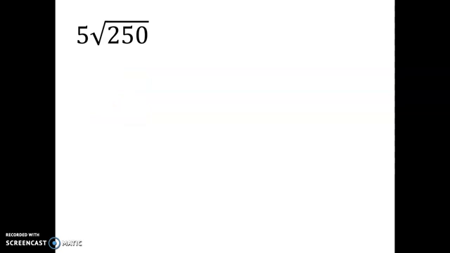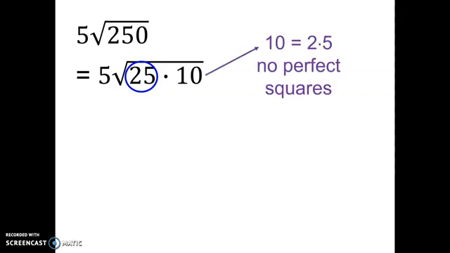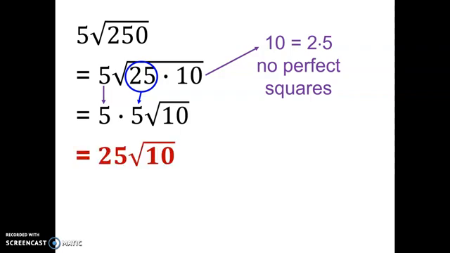5 square roots of 250. We could break that into 25 times 10, and 25 is a perfect square. 10 does break down to 2 times 5, but it doesn't have any perfect squares in it. There's no pairs in 2 times 5, right? So I can leave that together, pull my 5 out, and then simplify.